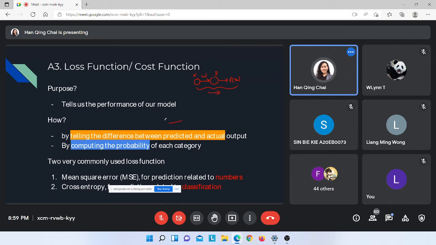So the purpose, why do we use this loss function, is to tell us the performance of this model. Because even though we have different types of outputs and stuff, how do we know that it's correct? How do we know that it's actually doing what we want it to do? Is the actual outcome equal to the predicted outcome that we want? So this is done, like aforementioned, by the difference between the predicted outcome and the actual output. Okay, so what do these two mean?